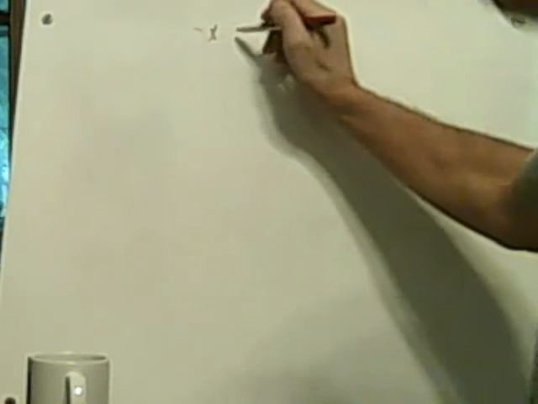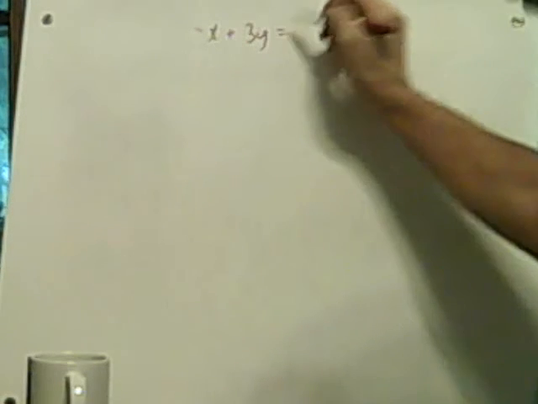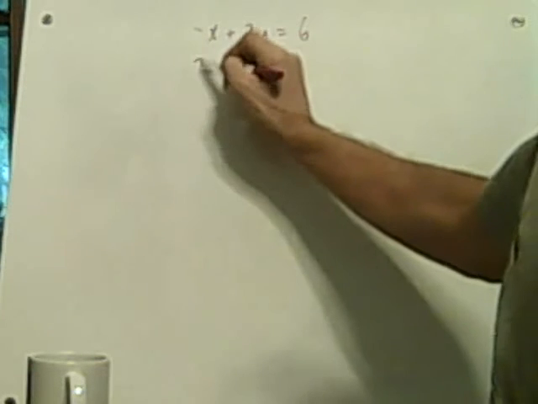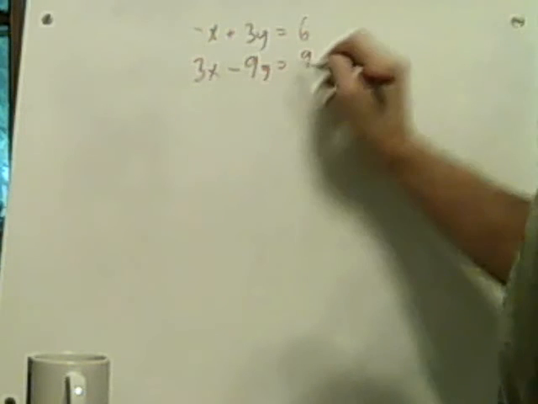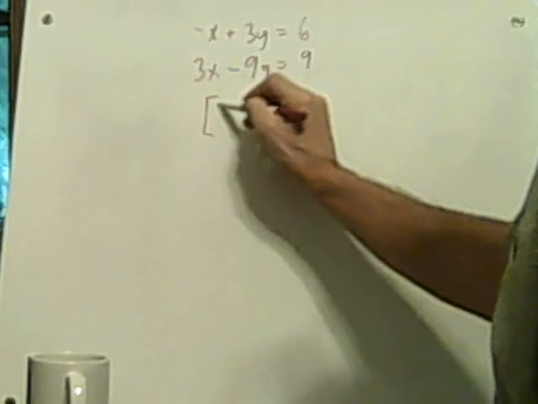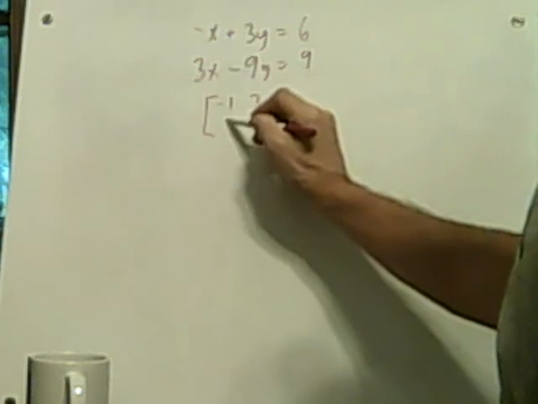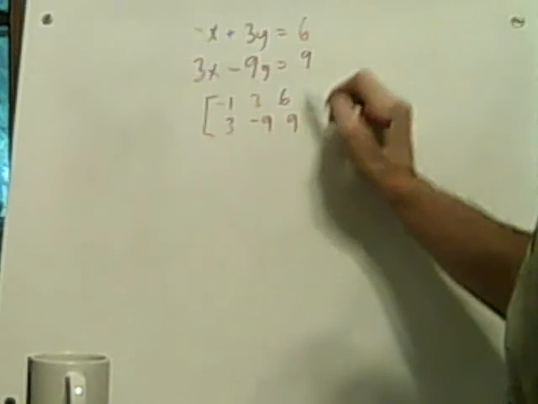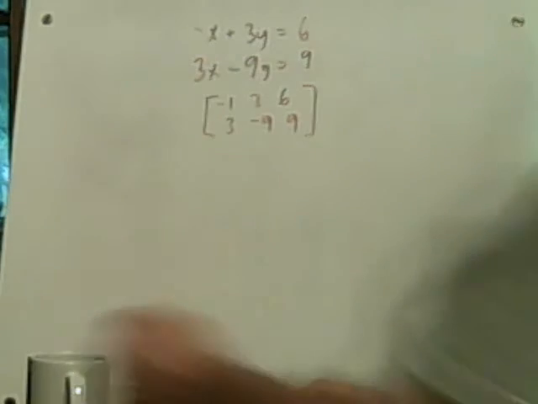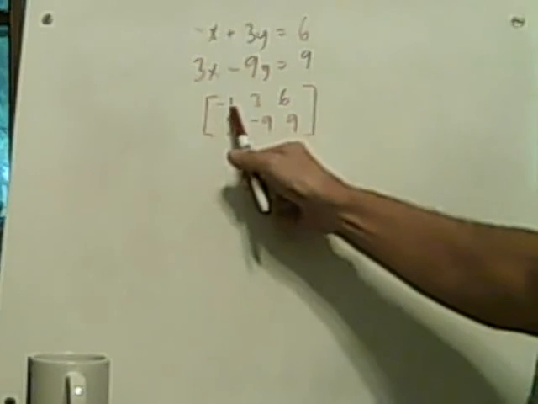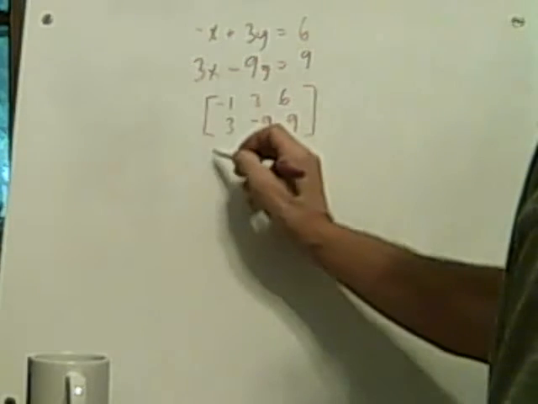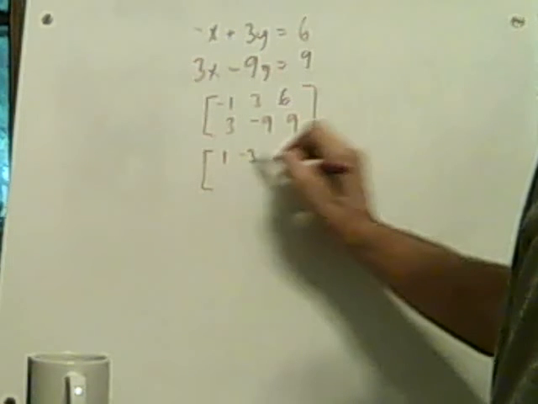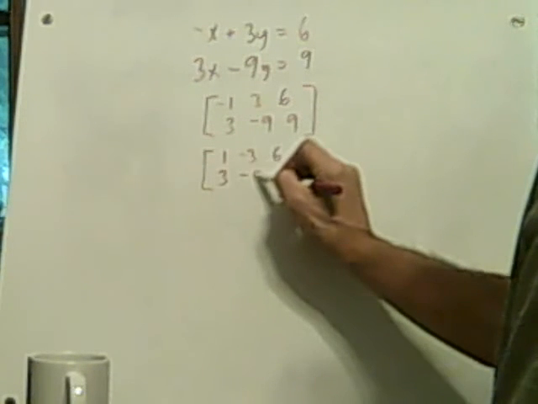Now, let's go to the next one. Minus x plus 3y is equal to 6. 3x minus 9y is equal to 9. Okay, turn it into the matrix: -1, 3, 6, 3, -9, and 9. Now, to get a 1 in the upper, looks like an easy way is going to be to multiply the top one by -1. Okay, so that's 1, -3, 6, 3, -9, 9.